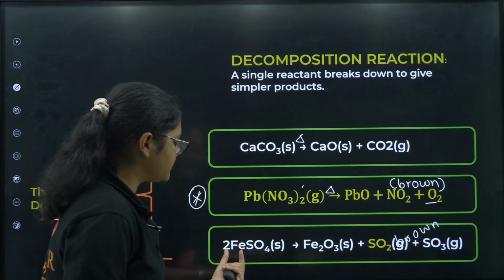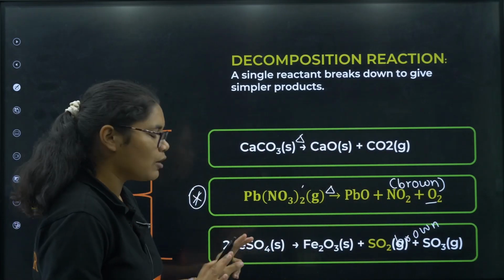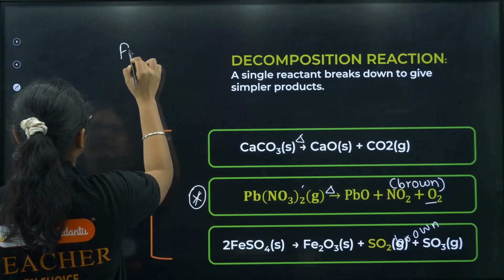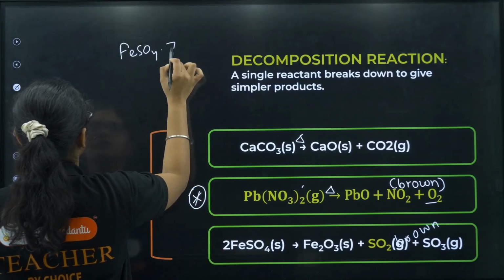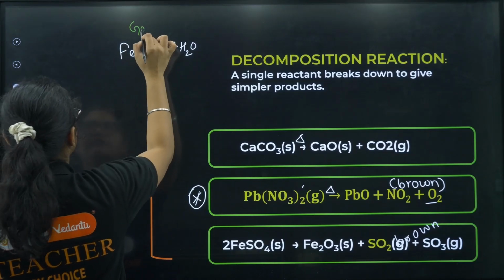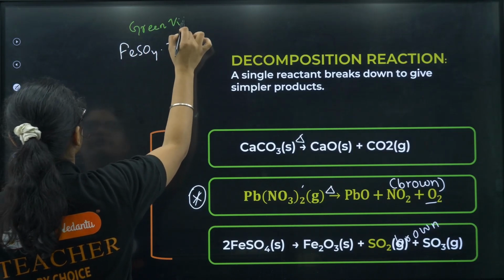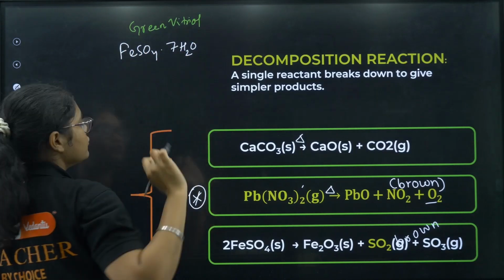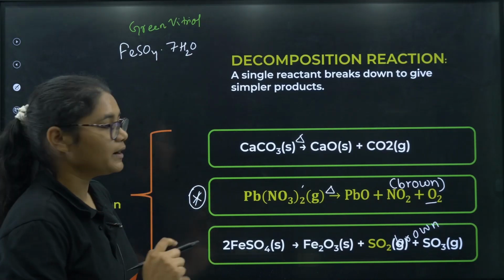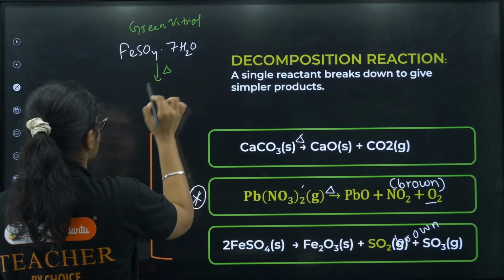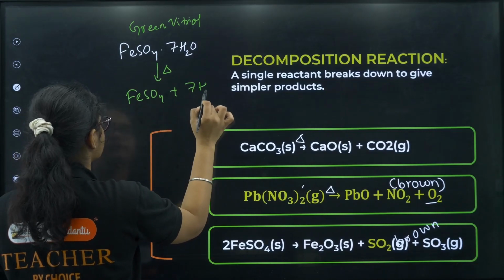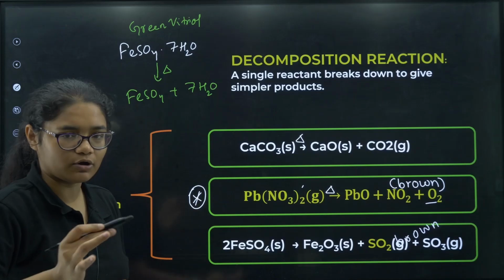Fine. Now another example is FeSO4. But how do you get exactly FeSO4? FeSO4 is generally present like this, hydrated, and this is called green vitriol. You know, copper sulfate is called blue vitriol. Similarly, FeSO4 is called green vitriol. Now what happens when you heat it? You get FeSO4 and then the water molecules separate out. This is very simple, all of you can know.